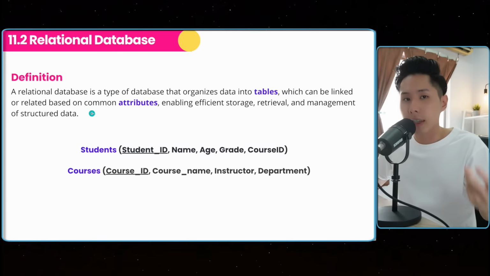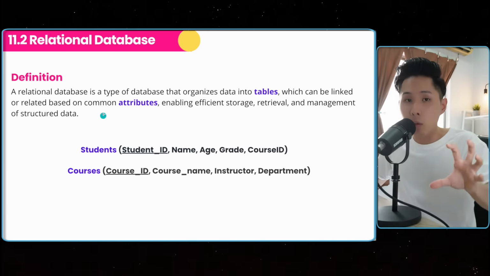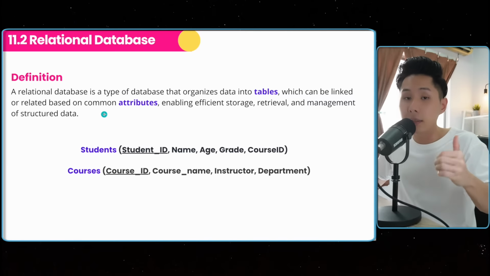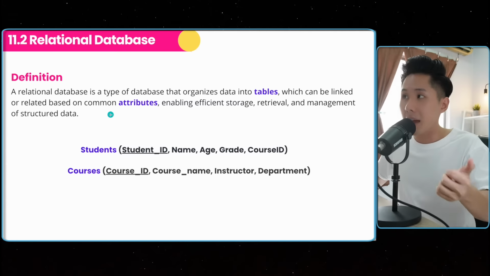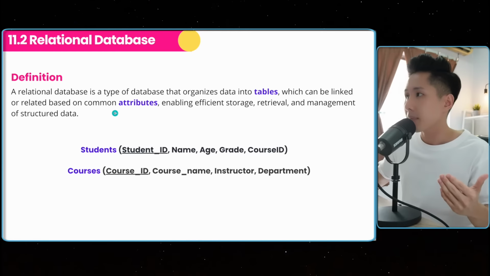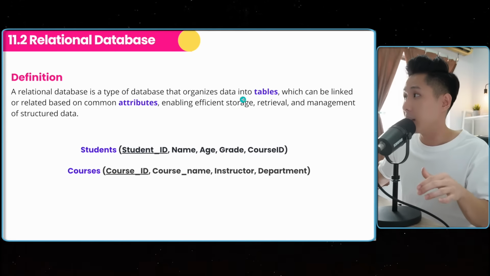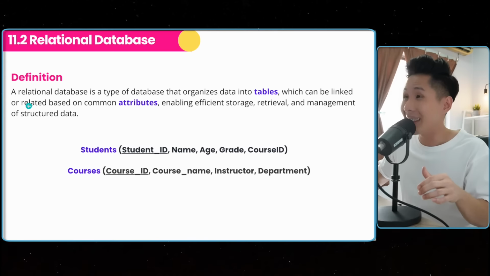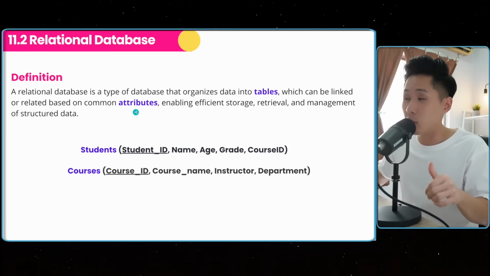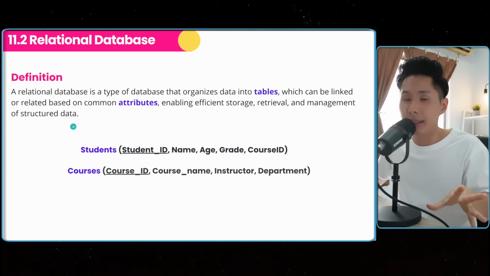So I hope that you stay with me for like 5 to 10 minutes. I will go through the terminologies of relational database and how to create one. In that way, you can see progressively what are the benefits of a relational database as compared to a file-based approach. A relational database is a type of database that organizes data into tables, which can be linked or related based on common attributes, enabling efficient storage, retrieval, and management of structured data.